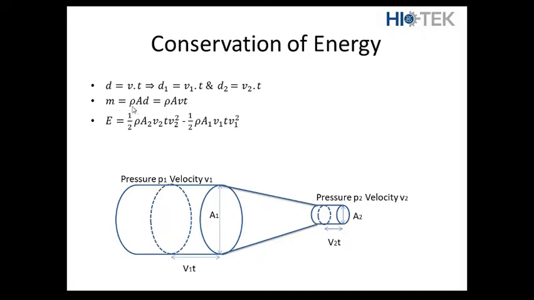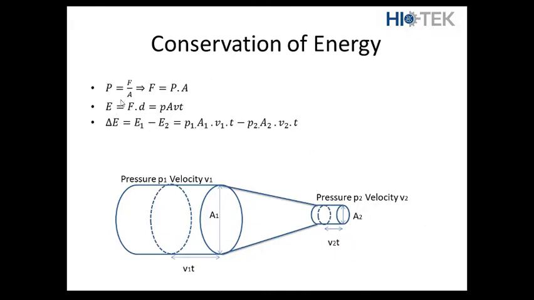And we replace the d expression with vt to make mass equal to rho, density, times area times velocity times time. And if we plug these expressions back into the integral we solved to get energy, we find that energy is half rho times the area of the larger cylinder times the velocity of the fluid in the large cylinder times t times the square of that velocity minus the same values for the narrower cylinder.